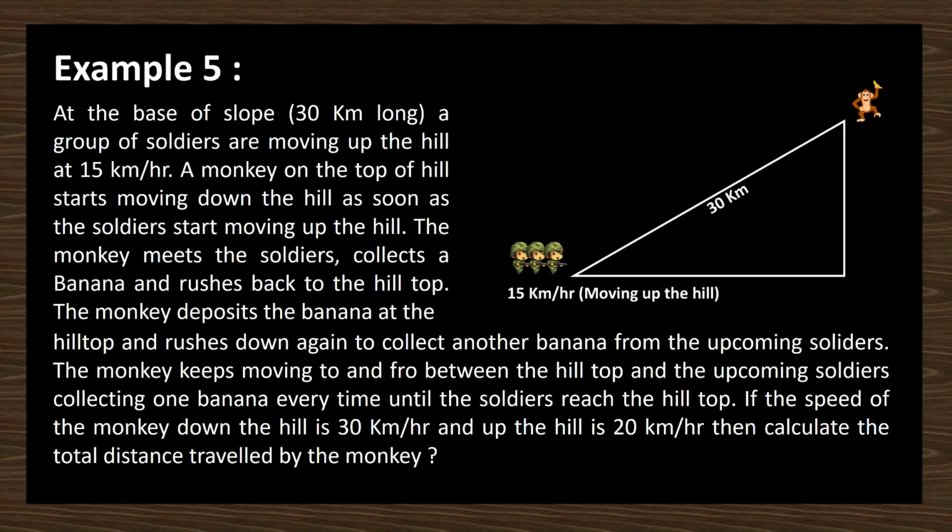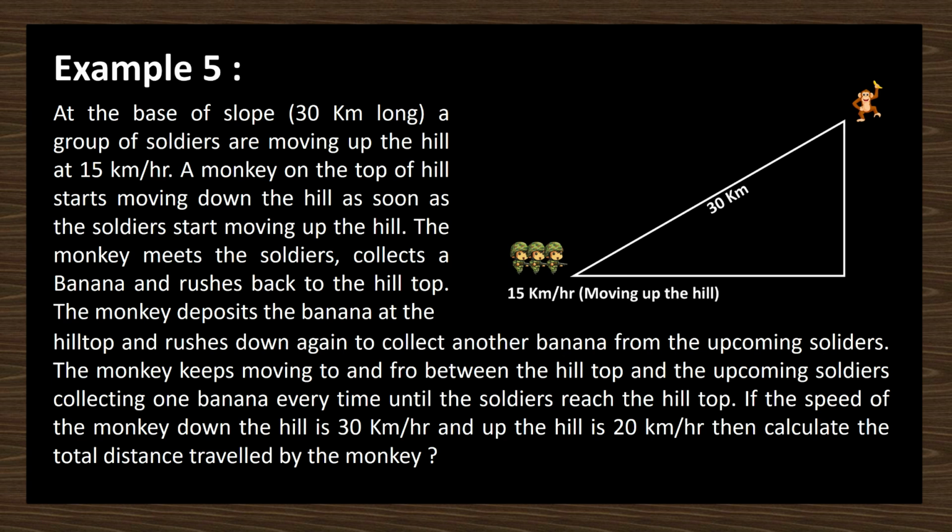At the base of a slope 30 km long, a group of soldiers are moving up the hill at 15 km per hour. A monkey on the top of the hill starts moving down the hill as soon as the soldiers start moving up the hill. The monkey meets the soldiers, collects a banana and rushes back to the hilltop. The monkey deposits the banana at hilltop and rushes down again to collect another banana from the upcoming soldiers.